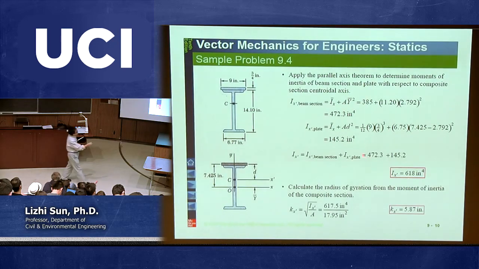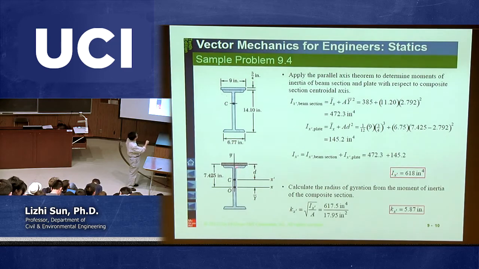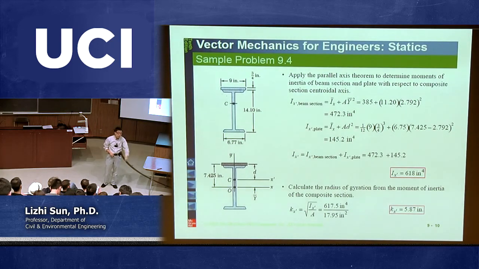So finally you can add them together, and that is called I, the moment of inertia of the whole structure with respect to the x prime axis. And this x prime axis is passing through the centroid of this global cross section. Any questions?